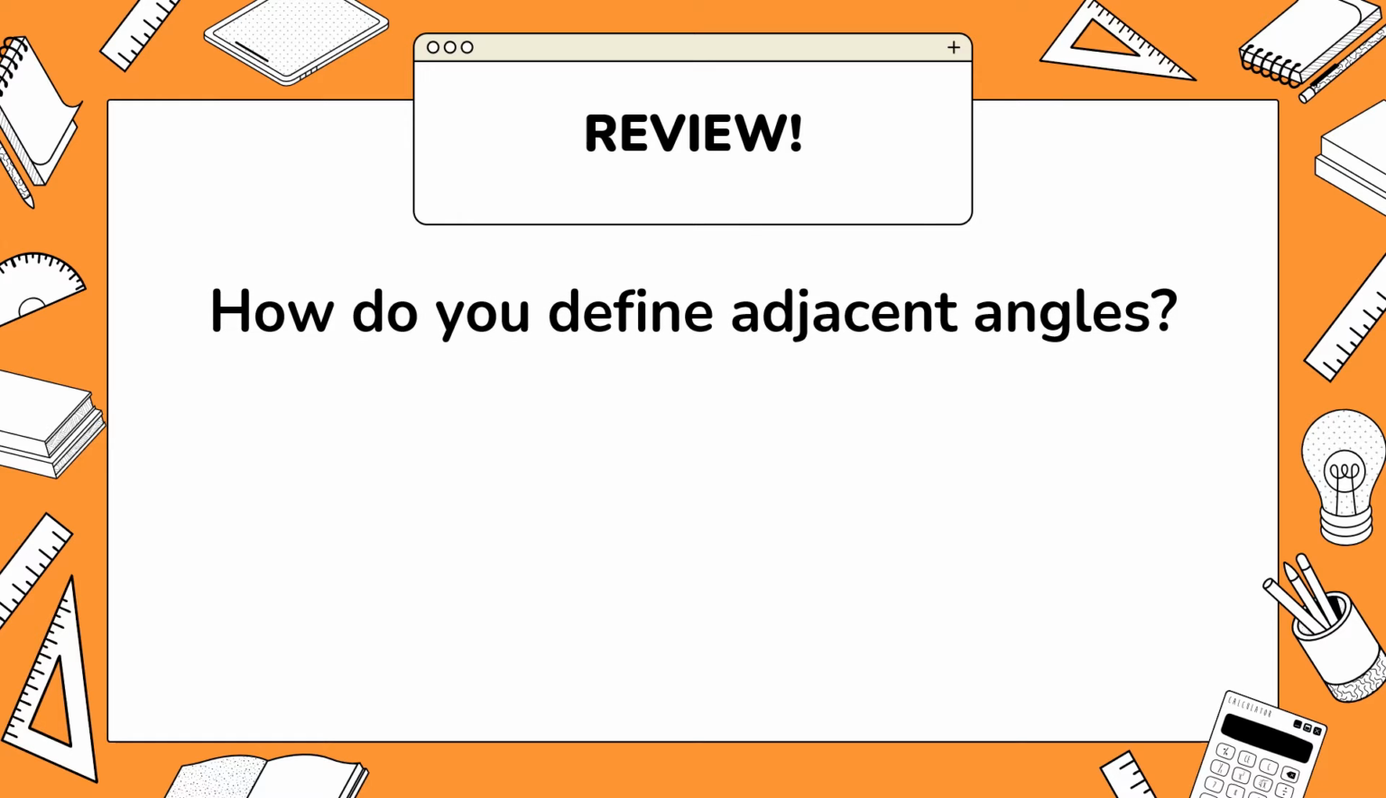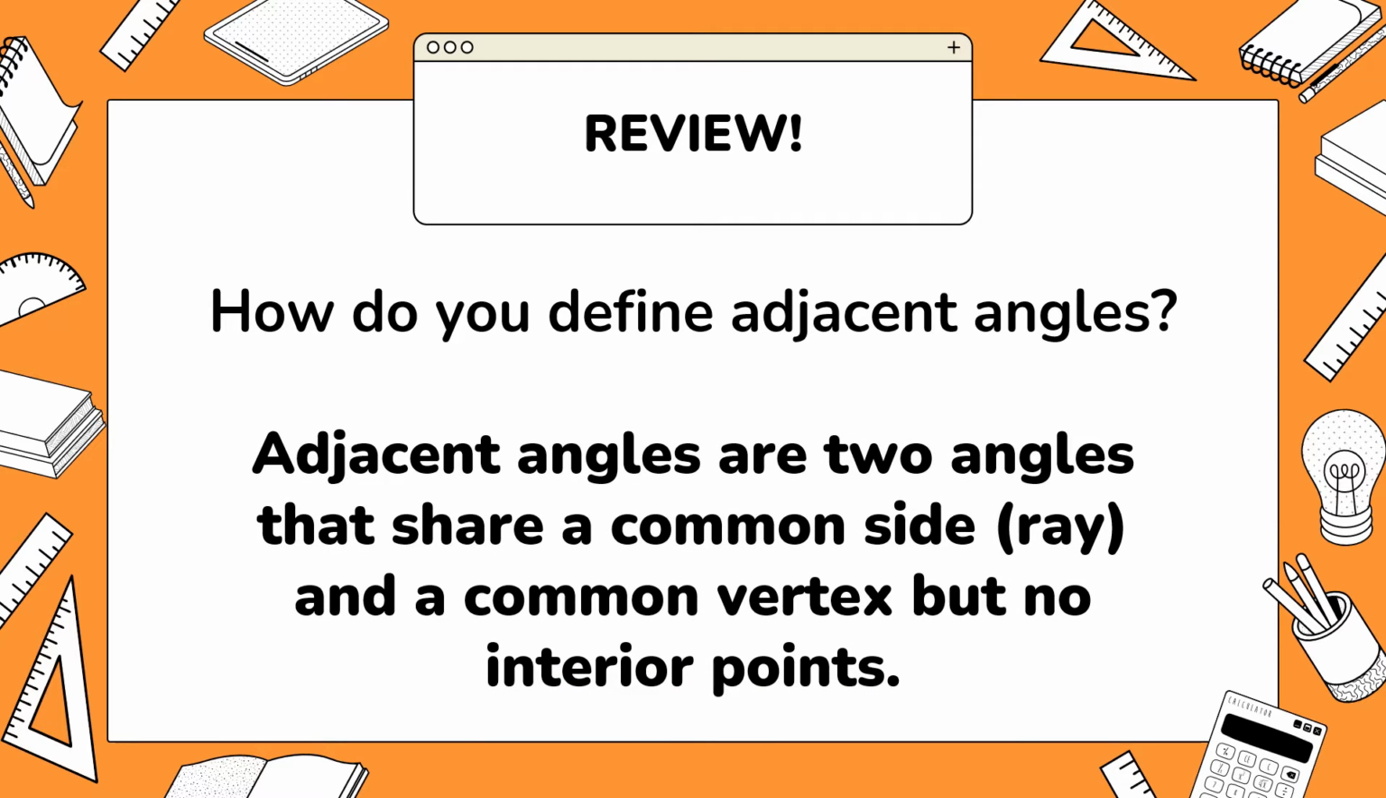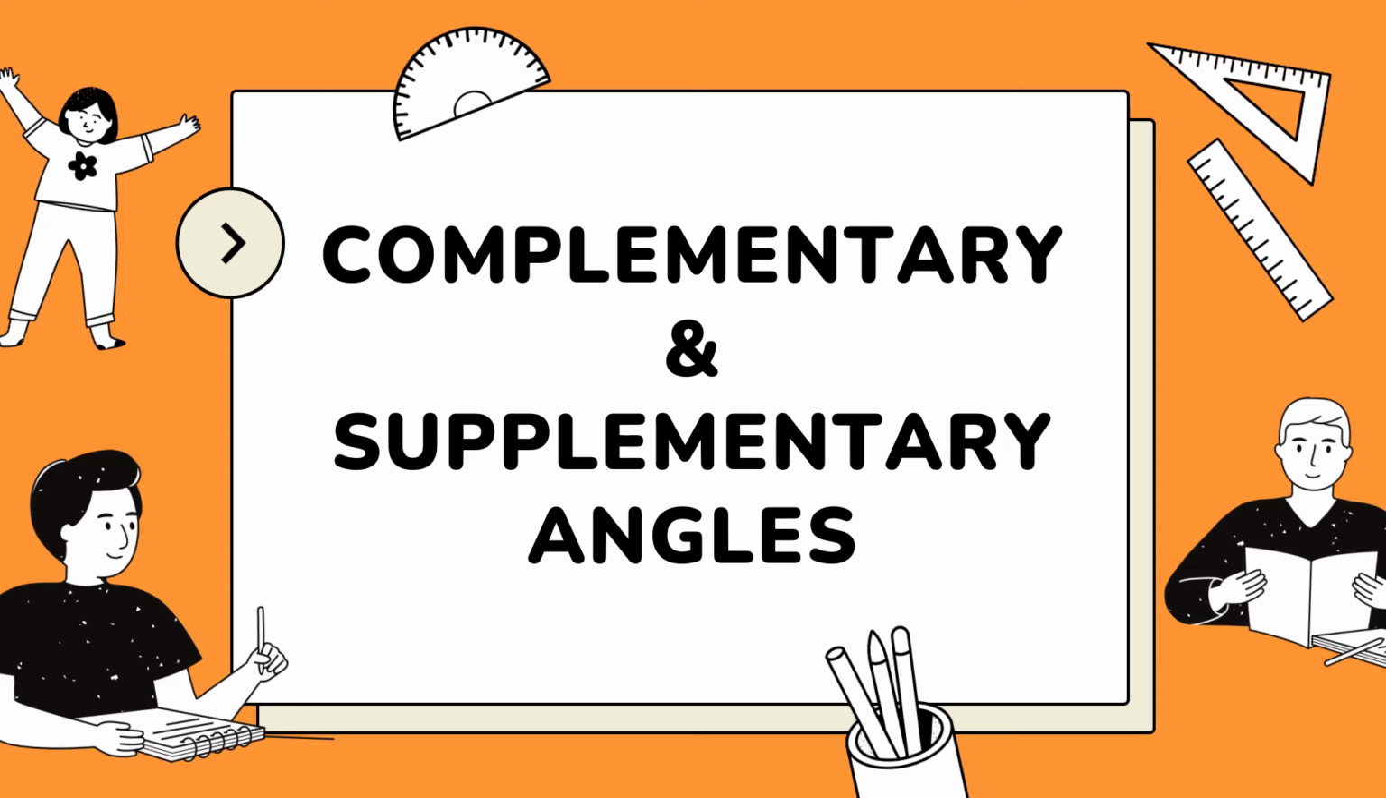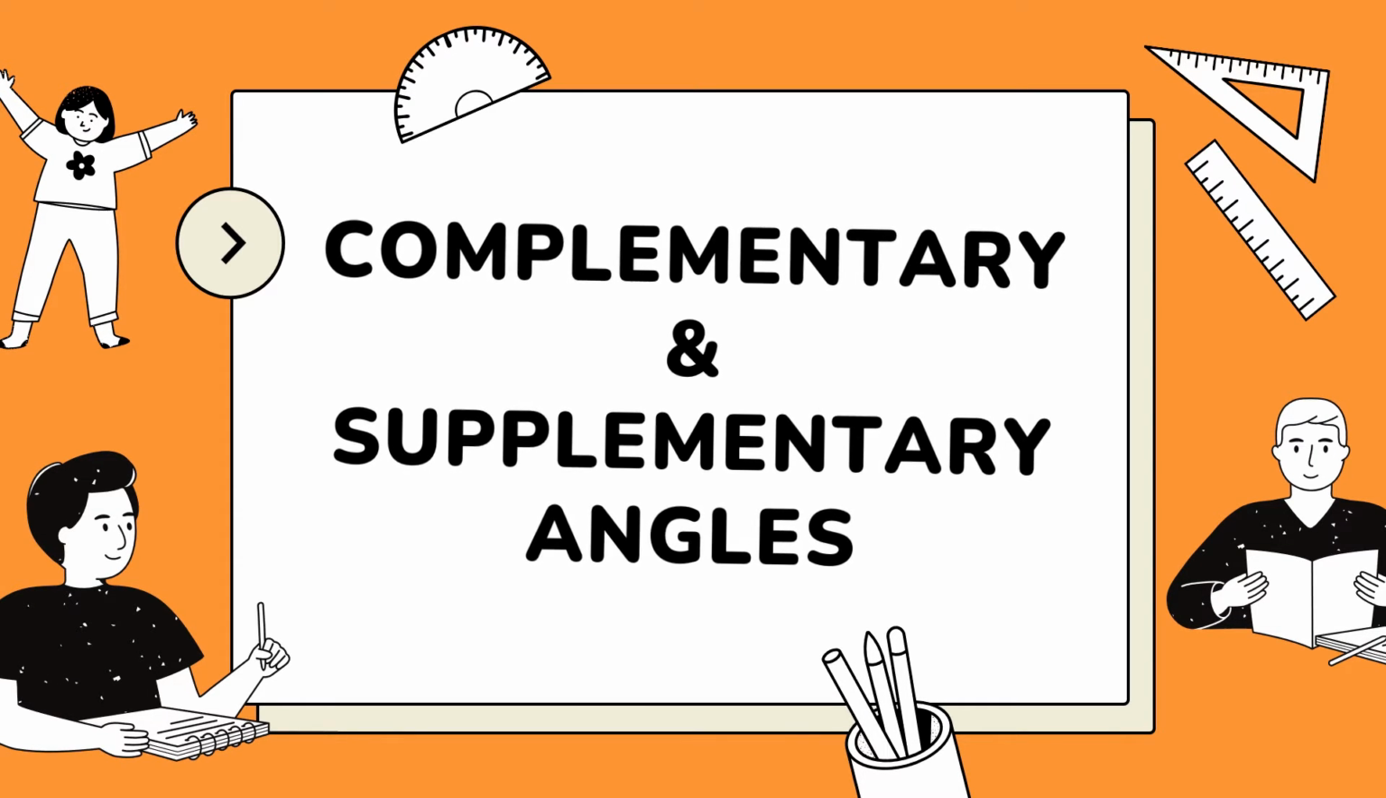That is correct. We define adjacent angles as two angles that share a common side, which is a ray, and a common vertex but with no interior lines. So, those are adjacent angles. Now, since we already know what are adjacent angles, we can now proceed to our new lesson for this day. And that will be complementary and supplementary angles. Okay?